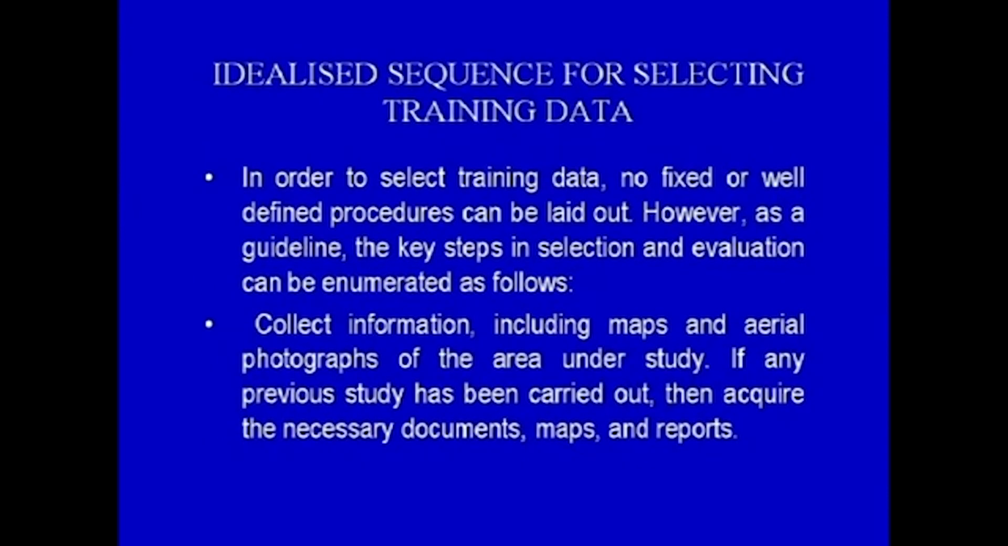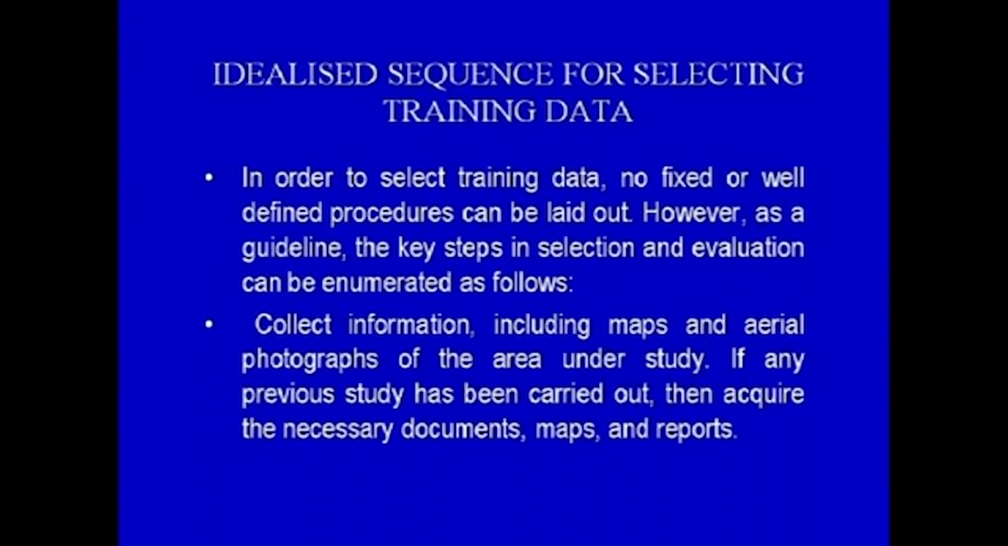Having had a look at the characteristics, now we have to look at the sequence by virtue of which the training data can be selected. So, let us look at the idealized sequence for selecting training data. In order to select training data, no fixed or well defined procedures can be laid out. However, as a guideline, the key steps in decision and evaluation can be enumerated as follows.